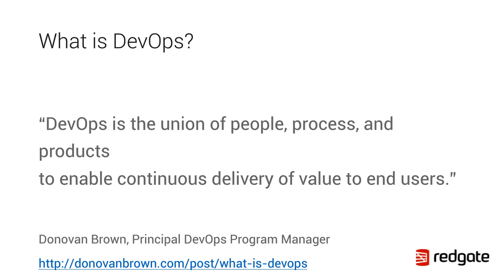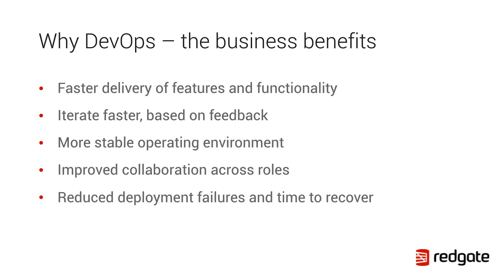So to start with, we're going to talk about the continuous delivery of value and why that's an important business benefit to do. And then once we've kind of motivated it as something we're going to be doing to get those benefits, we're then going to talk about the people and the process and the products and how to actually do it. But let's start off by talking about why DevOps is a good thing. So there are some business benefits to doing DevOps.